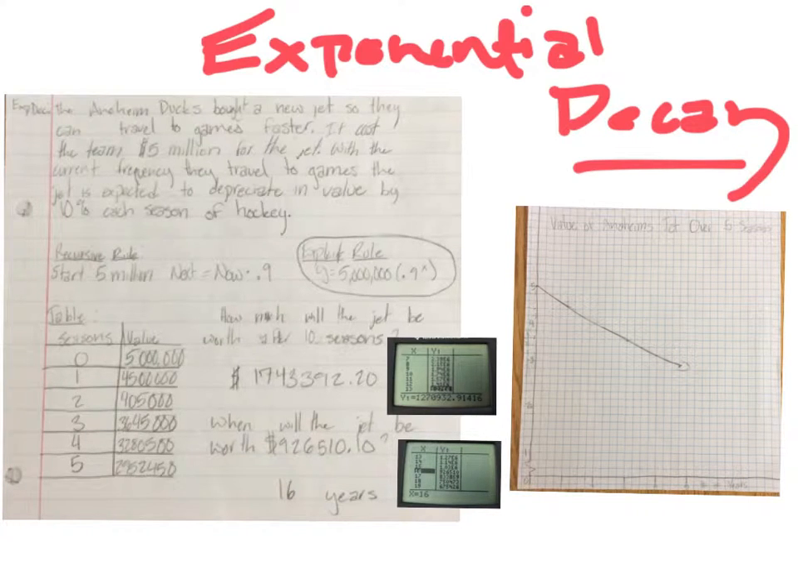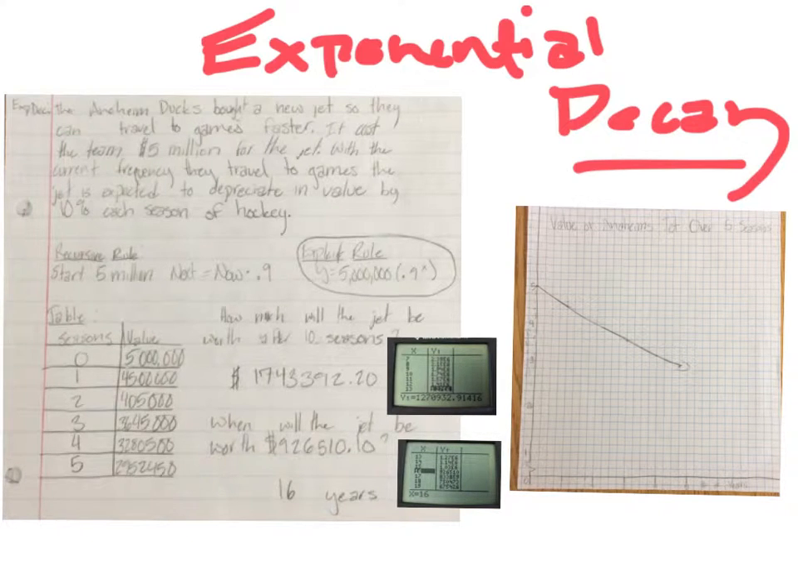of hockey. The explicit rule would be 5 million times 0.9 to the power of x, because 5 million is the start value and 0.9 is the rate at which it depreciates. The recursive rule would be a start of 5 million and it would be next equals now times 0.9.